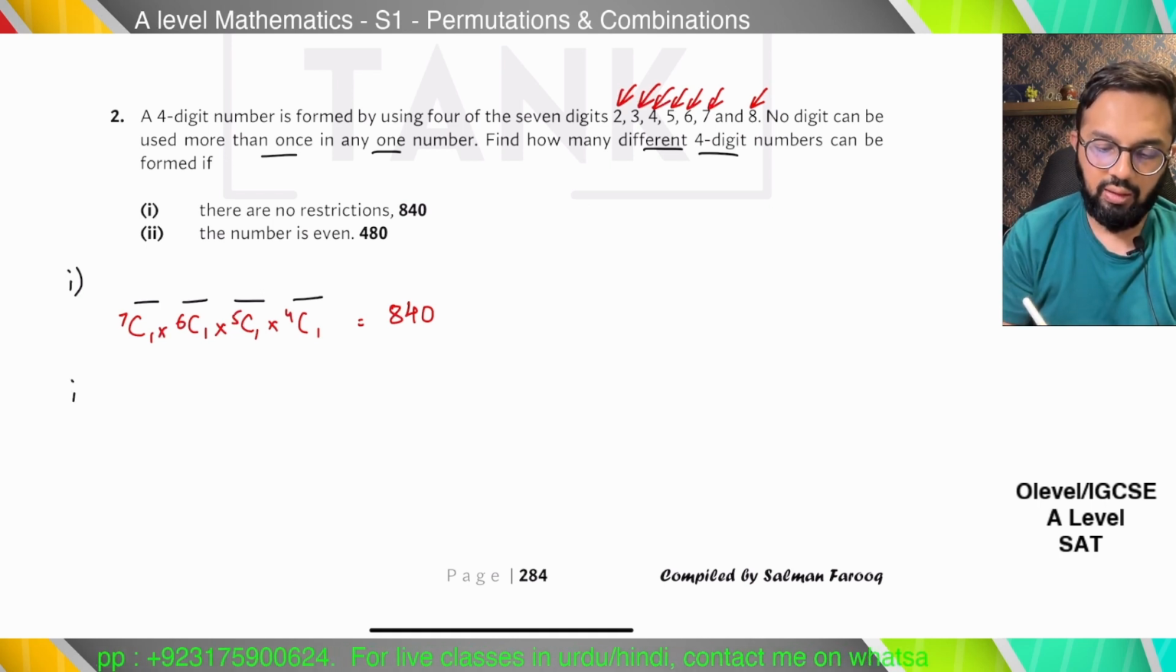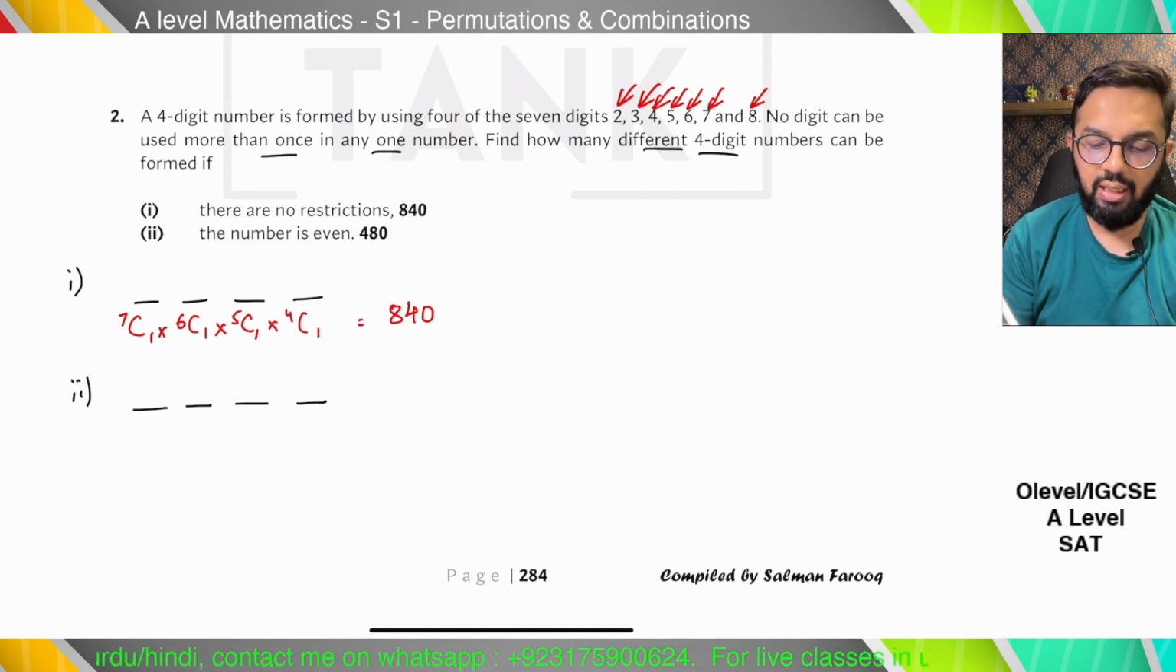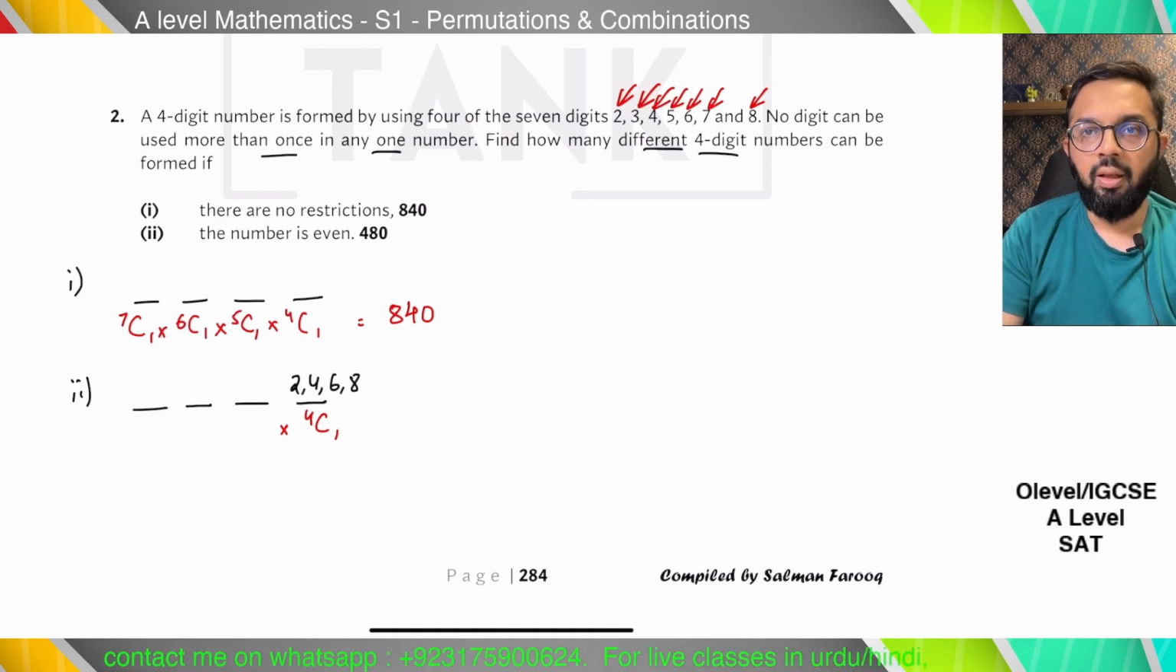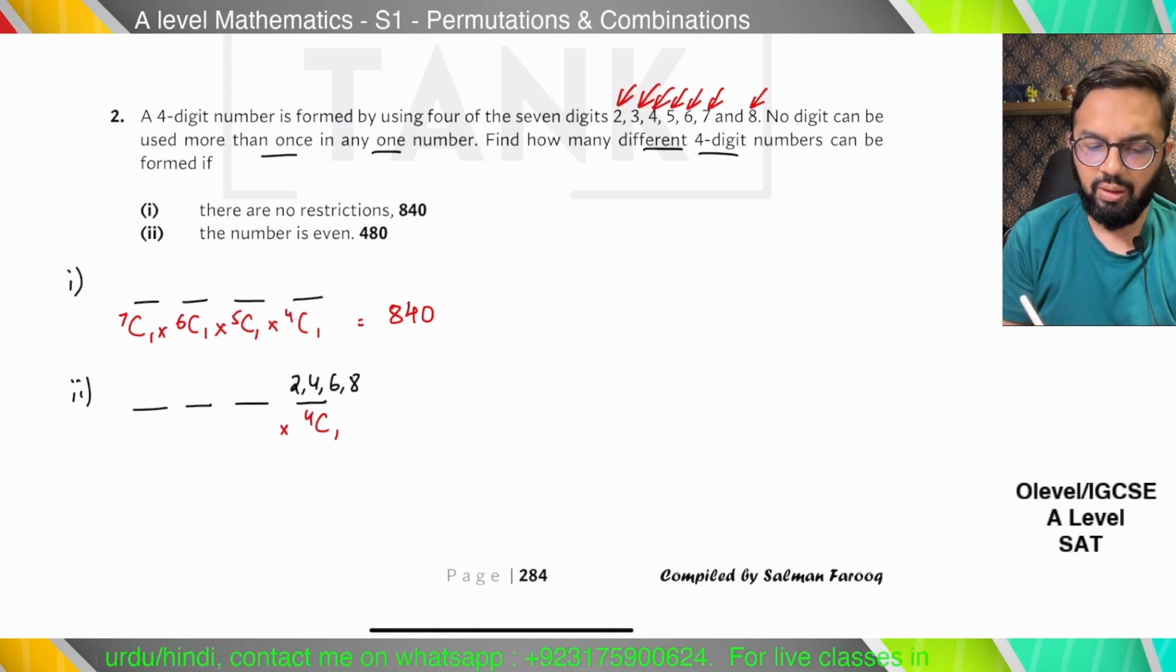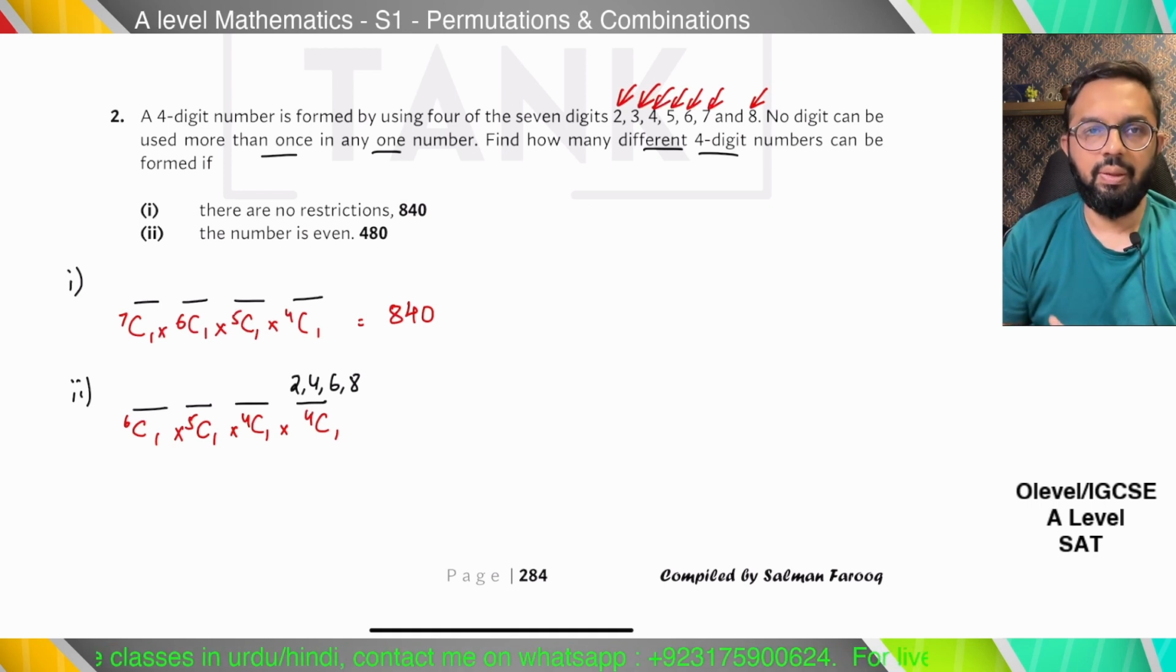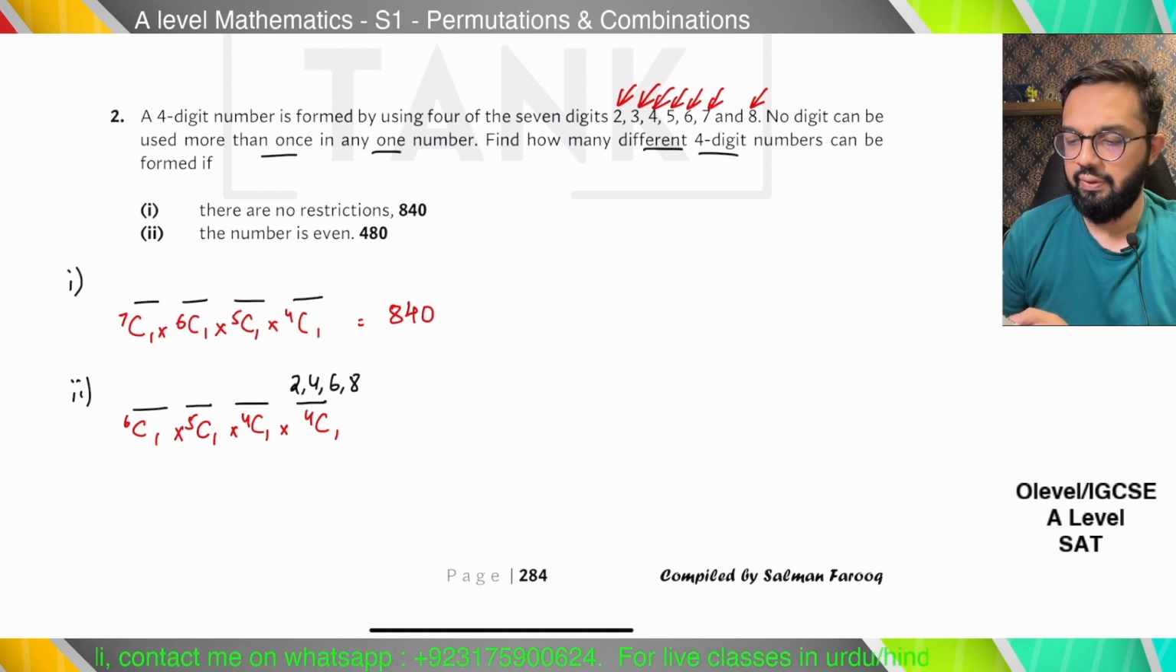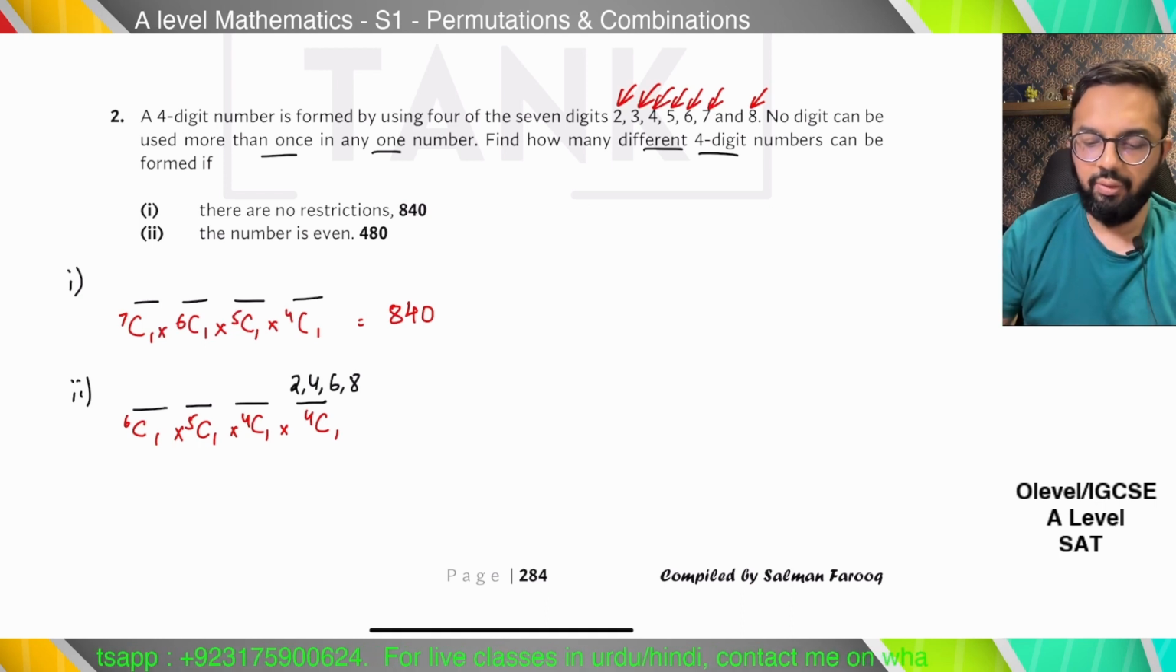Part 2, the number is even. So for even, I just have restrictions on the last dash. It's 2, 4, 6, and 8. So there are 4 possibilities for this last dash. Okay. Out of 7 numbers, remember that you always fill out the restrictions first. So if one number got settled at the end, how many out of 7 were left? 6 were left. I start from the first dash, 6C1, 5C1, and 4C1. 6 into 5 into 4 into 4 gives me 480.